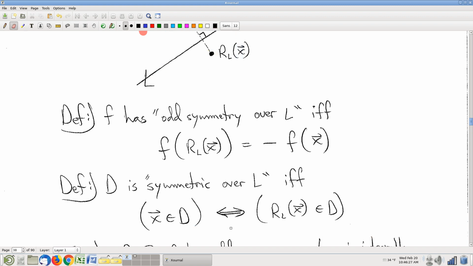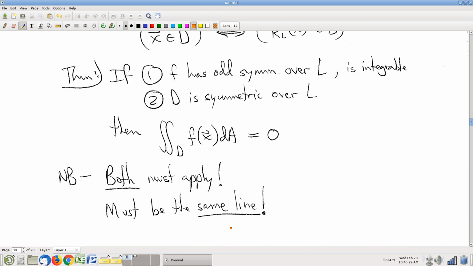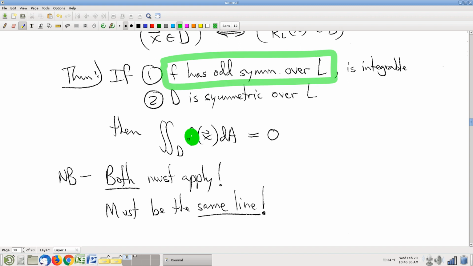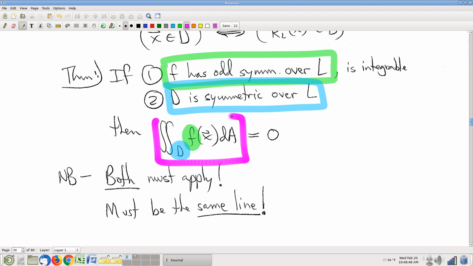Okay. And with those definitions in mind, here's our big theorem. If you have a function that has odd symmetry over a line L, so if your integrand has that odd symmetry over a line L, if your domain is symmetric over L, then your integral is equal to 0, which is awesome. Yeah, everybody on board? Okay, a couple of quick warnings before we go on.